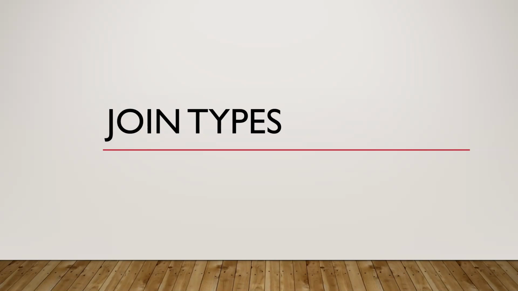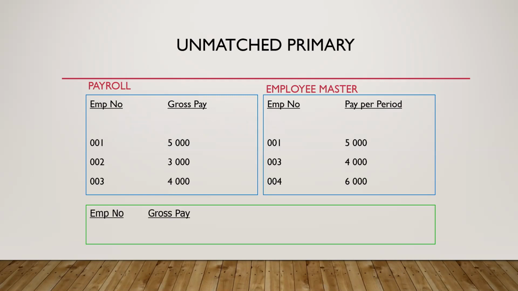Let's first talk about some of the theory. Firstly, I have two tables. I've got a table called payroll and another table called employee master. The payroll table, of course, contains a list of employees I've paid, and the employee master file contains a list of employees that I should pay. And I decide for some reason to do an unmatched primary join, where payroll is the primary table and employee master the secondary table. Now, I have no audit objective here in mind. I'm just going over the technical mechanics of how this join type works.